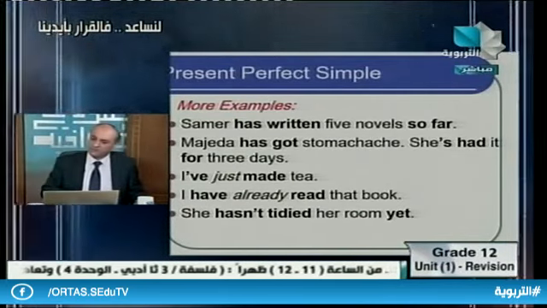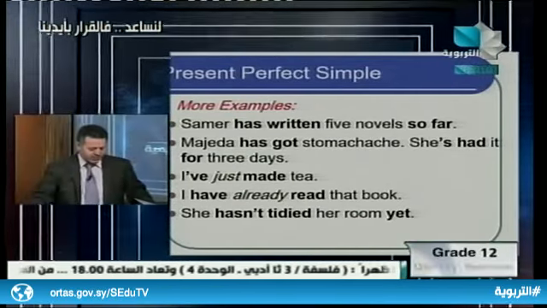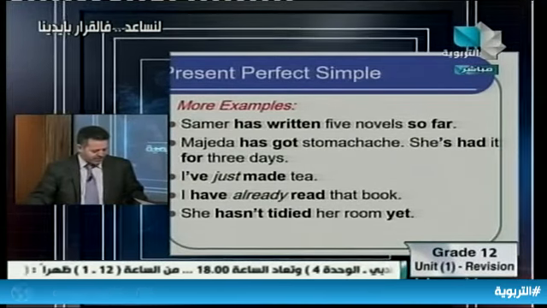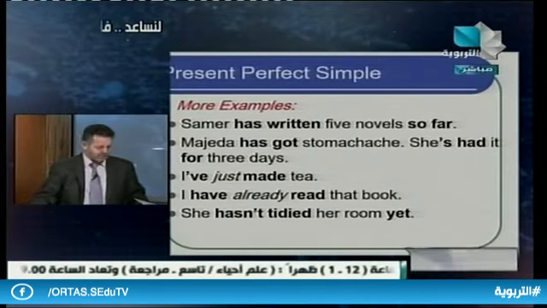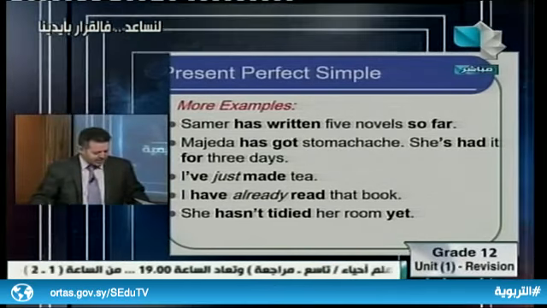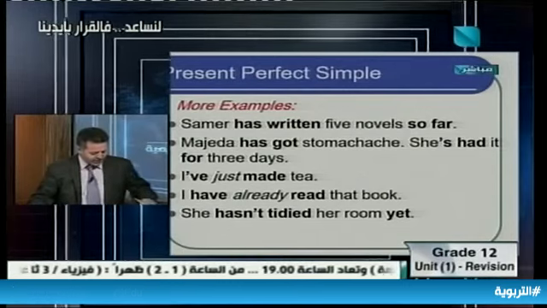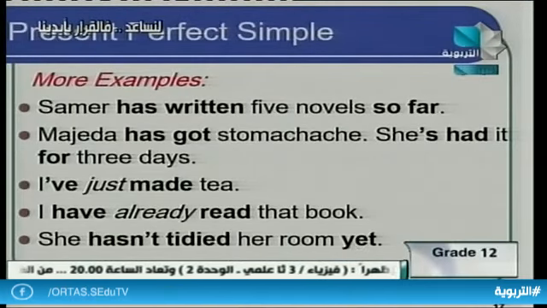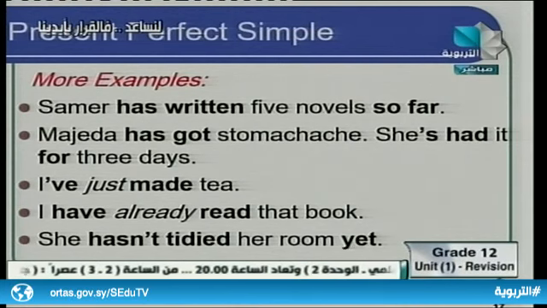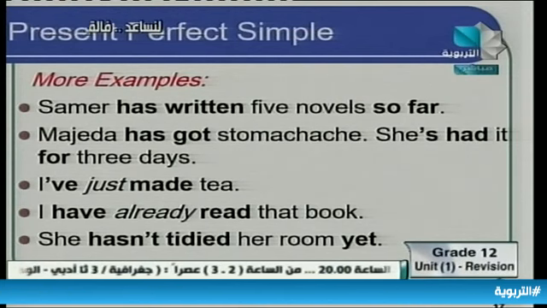Majida has got a stomach ache. She has had it for 3 years. This is an action that began in the past and continued to the present. I have just made tea. I have already read that book. She hasn't tidied her room yet. And of course, yet is used with the present perfect in the negative form and in questions only.